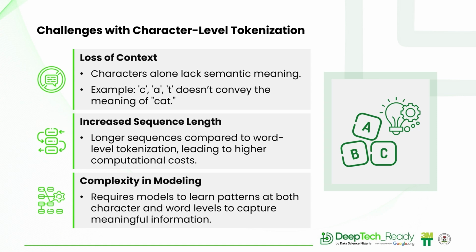Another challenge is the complexity in modeling. Models must learn both low-level character patterns as well as the high-level word-level structures in order for them to effectively interpret the data. This usually adds complexity and will require larger datasets and more training time to achieve good results. So despite these challenges, character-level tokenization remains very useful for specific tasks like handling rare words or processing languages without clear word boundaries, like Chinese or Japanese.